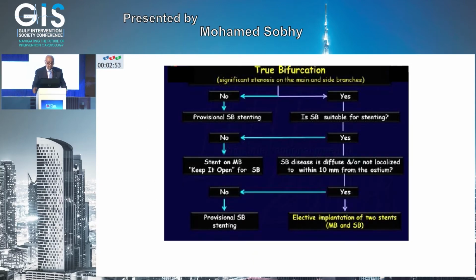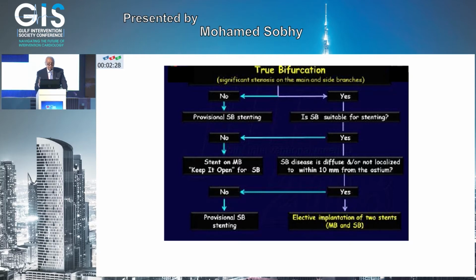This is from Colombo, through bifurcations, significant stenosis of the main branch. This is an old slide, but we are still using it. If there is significant stenosis in the main branch, no provisional stenting. And this is the talk of Gabriel. Yes, if the side branch is suitable for stenting, yes, you can use it, or no. If it is no, stent only the main branch and keep the side branch open.